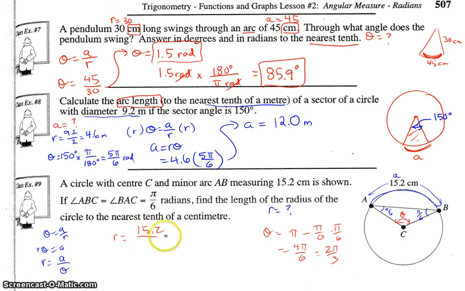Let's throw this in the equation. So arc length 15.2 over 2 pi over 3. Calculator time, let's see what we get. And we should get 7.3 centimeters, round to the nearest tenth.